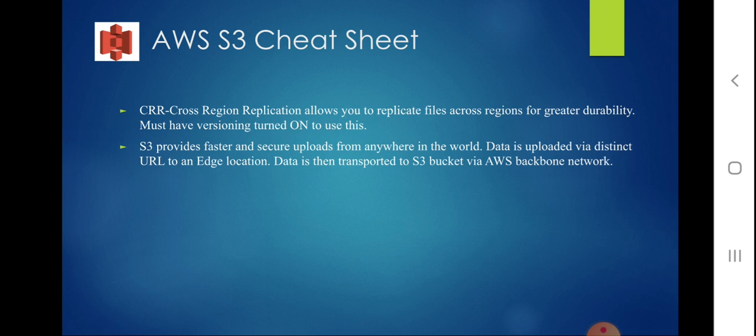And S3 provides faster and secure uploads from anywhere in the world. So data is uploaded via a distinct URL and an edge location. Data is then transported to the S3 bucket via the AWS backbone network. So it will give you faster and secure uploads anywhere in the world.